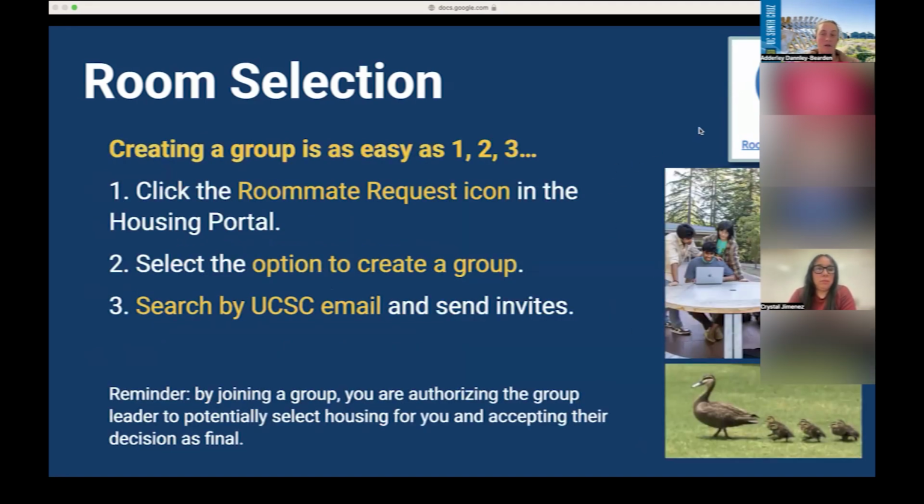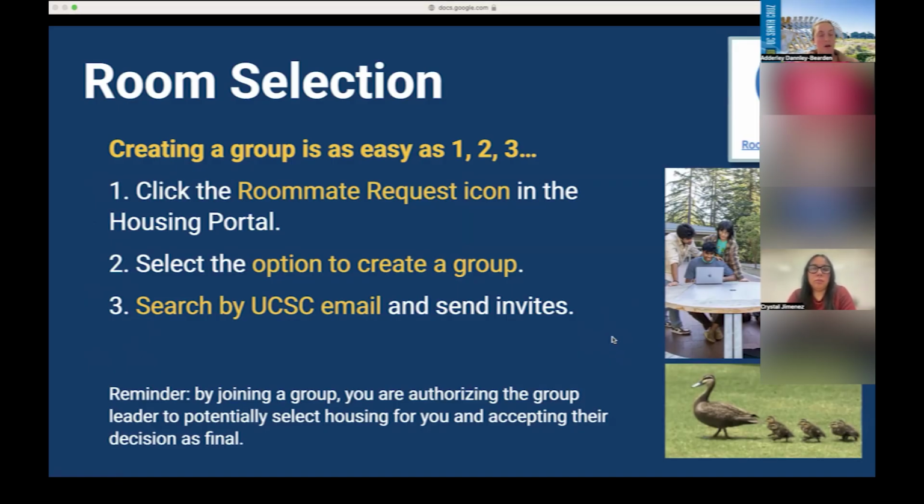And again, you're going to use the roommate request icon, and then you can create a group, and you search by UCSC email and send invites. You have to make sure that everybody in your group accepts the invitation. It's a multi-step process. So just because they got an invite doesn't mean that they're automatically added to the group. You want to make sure everybody accepts the invitation as well.